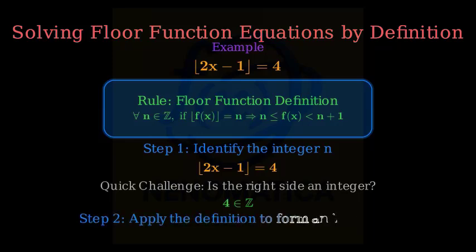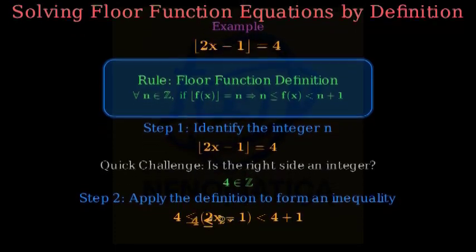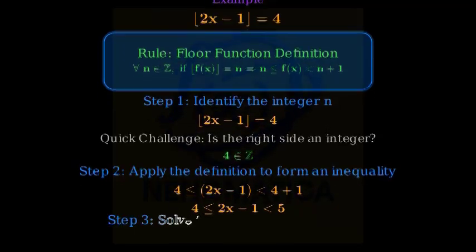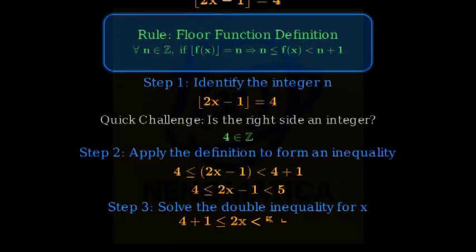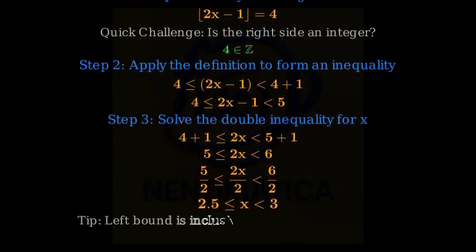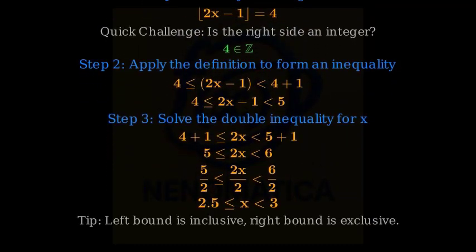Step 2. Apply the definition. Replace the floor with a double inequality using n equals 4. That gives 4 less than or equal to 2x minus 1, and 2x minus 1 is less than 5. Step 3. Solve the double inequality for x. First, add 1 to all 3 parts. Then, divide everything by 2 to isolate x.